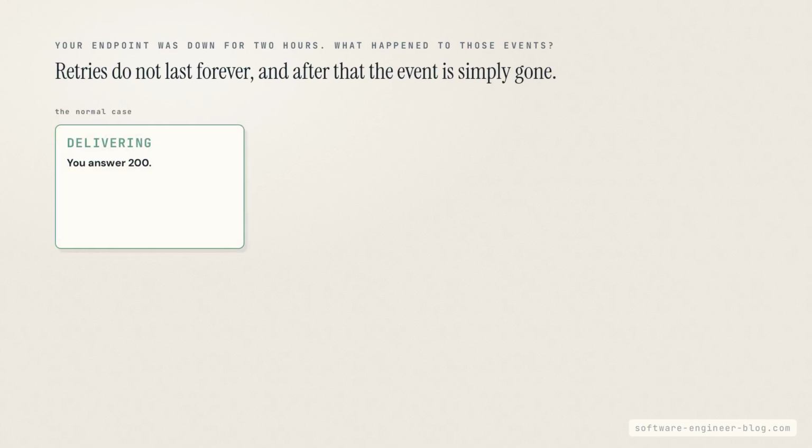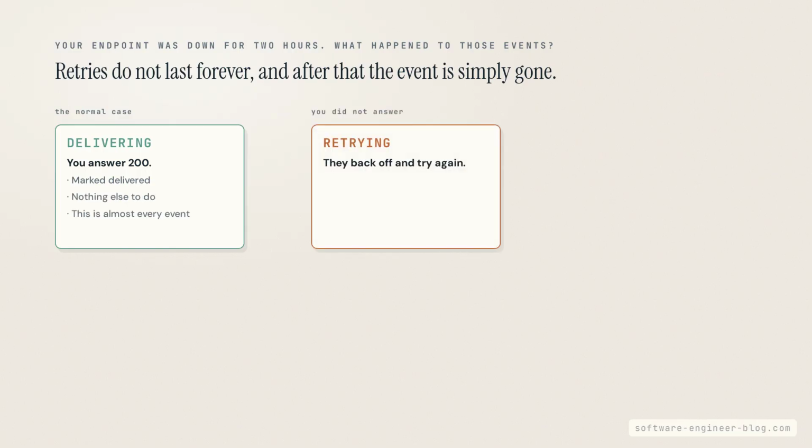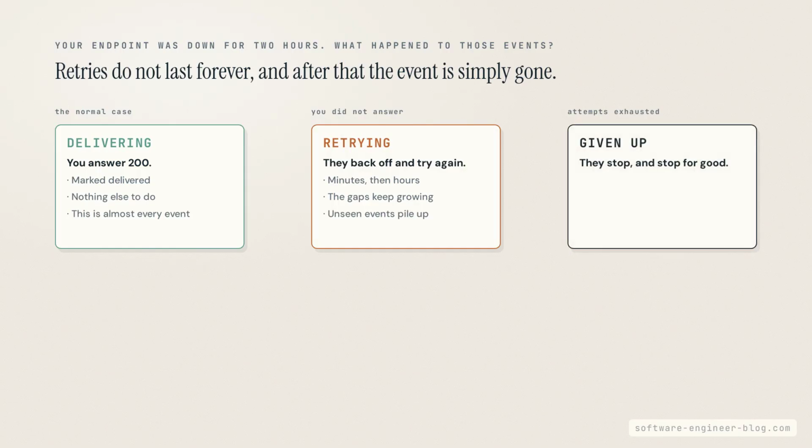One more failure, and it is the one people forget. What if your endpoint is simply down for 2 hours? Normally, you answer 200. They mark it delivered, and nobody thinks about it again. If you do not answer, they move into retrying. Minutes, then hours, with the gaps growing. But retries do not last forever. Once the attempts are used up, they give up. And then nothing arrives. No error reaches you. The order is paid, and your system does not know.